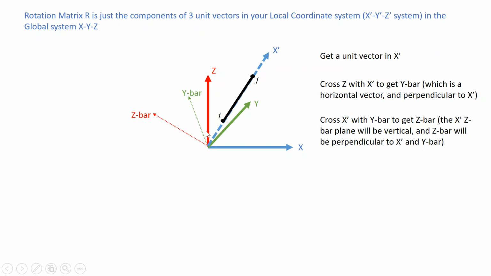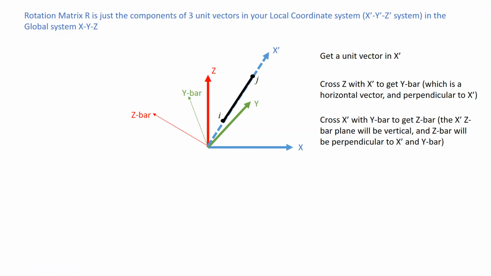Also, because of the existence of y bar, the plane of z bar and x prime will be perpendicular to y bar, because of the cross product. But y bar is horizontal, so this entire z bar and x prime plane will be vertical. And gee, this is great, because this is exactly the starting position. We want to start from here and rotate to get our final position.